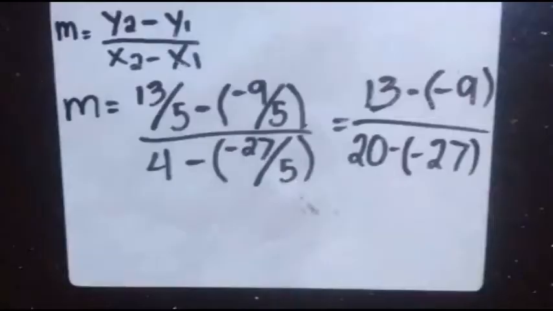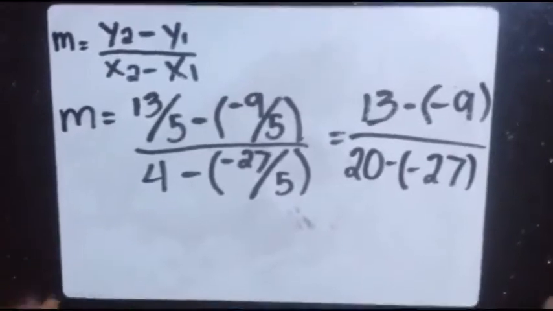Line 1. The province's westernmost town is Hagonoy, with a coordinate of negative 27 over 5 and negative 9 over 5. It is located at the third quadrant, while the province's easternmost town is Doña Remedios Trinidad, or DRT, with a coordinate of 4 and 13 over 5. It's located at the first quadrant.